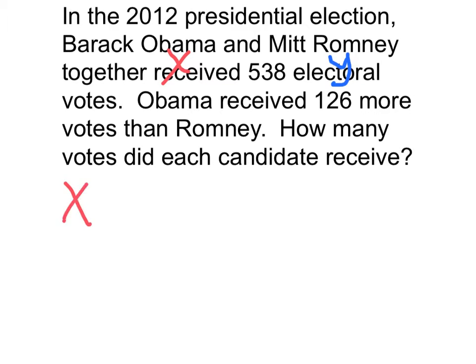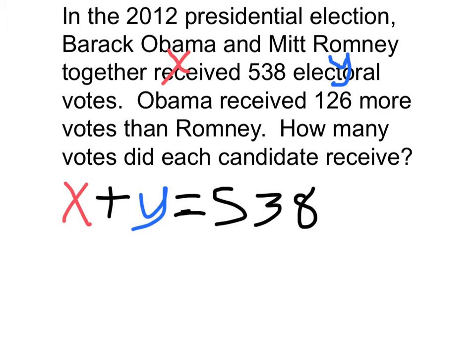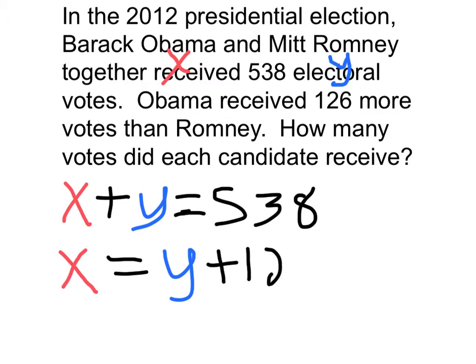But if you add Obama's votes to Romney's votes, there's only 538 available from the Electoral College. Okay? And then we also know something specifically about Obama, which we called X. Obama received 126 more votes than Romney, so Obama is whatever Romney's is, plus 126. The reason I went for two equations is because when I started off, there were two things I didn't know: Obama's votes and Romney's votes. So if I have two variables, I need two equations in order to be able to solve.